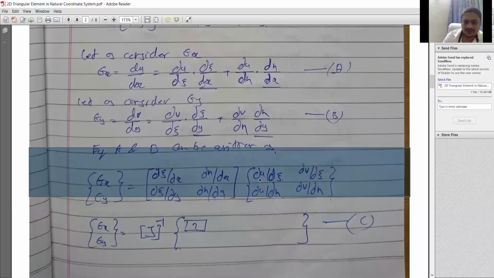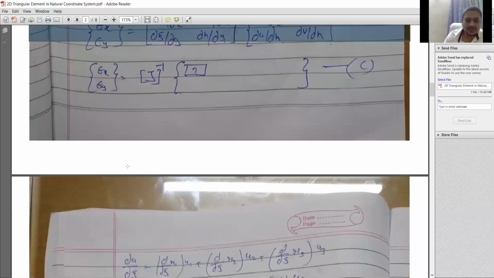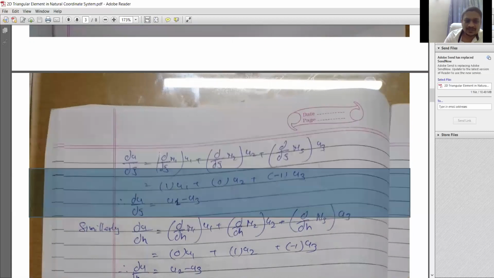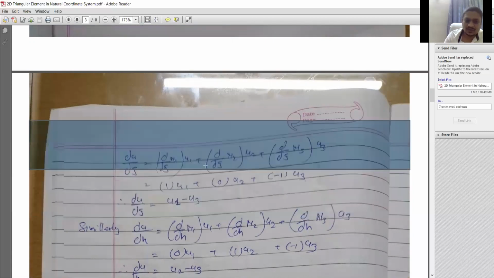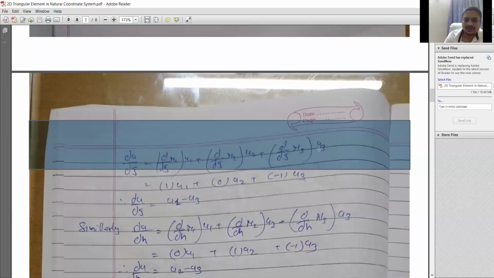So let us calculate first du by d xi, which is the term written over here. This is the first term, in the first row and first column, du by d xi. Your du by d xi can be written as, we know that u is nothing but N1 u1, N2 u2, and N3 u3. So we can write this as d by d xi of N1 into u1, d by d xi of N2 into u2, and d by d xi of N3 into u3.